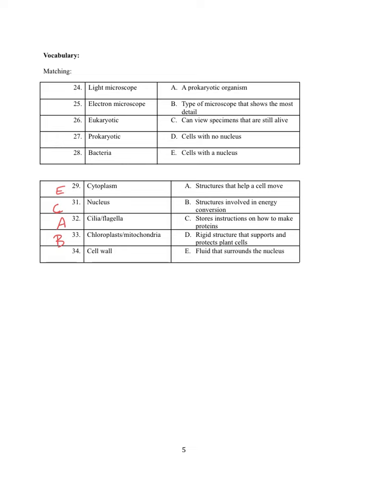And then number 34 is the cell wall. The cell wall is the structure that goes around plants that allows them to be supported and protected, and it's quite rigid. So number 34 is D.